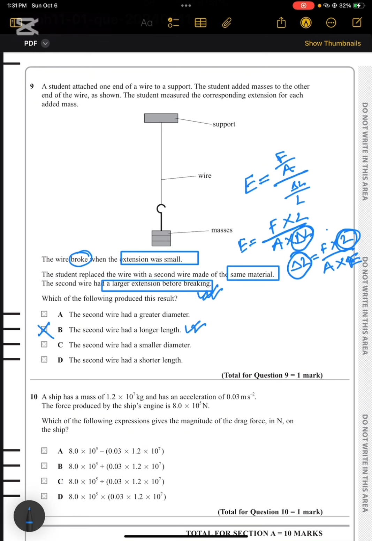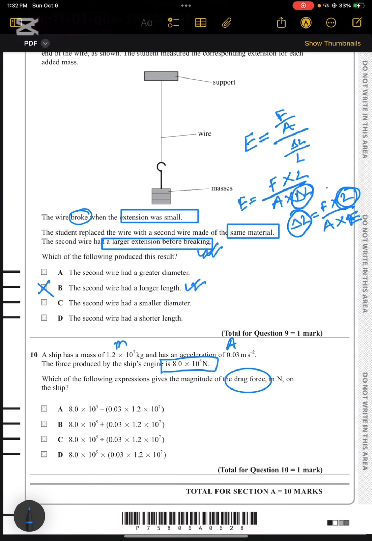Moving on to question number 10, we can see they have written a ship has a mass of 1.2 kg, which is our mass, and this is our acceleration. The force provided by the ship's engine is this. This is the force provided by the ship's engine. And which of the following expressions gives the magnitude of the drag force? So they have asked us to find the drag force.